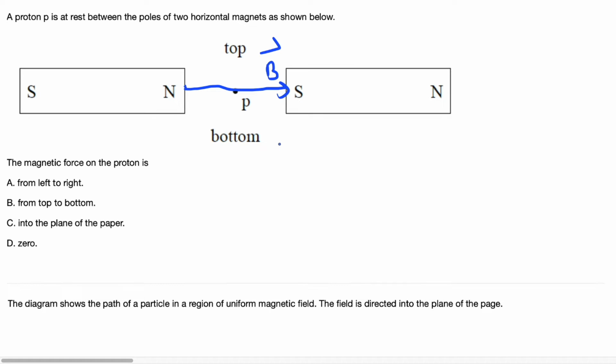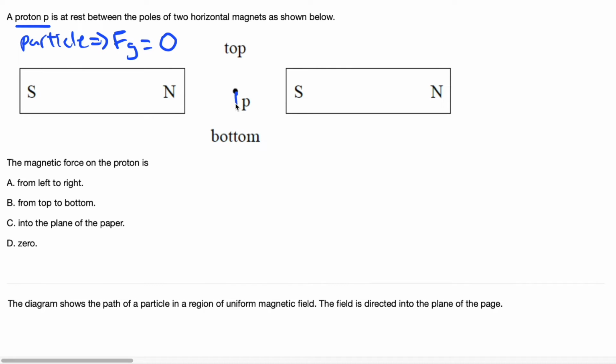A proton is at rest. What is the magnetic force direction? Because the proton is at rest, we know that the magnetic force on the proton must be equal to 0, right? And I know this sounds a little bit tricky. So here is how we solve it. Because proton is a particle, we don't consider gravity, and we assume that gravitational force on particle is equal to 0. This is because their mass is too small that we can ignore the impact of gravitational force on particle.